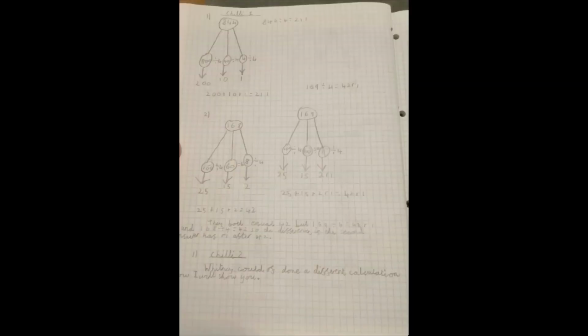This piece of work belongs to Freddie P in 5W. Well done, Freddie. I was so impressed to see how you've used the part-whole method to totally understand division and then moving on to the bus stop method. Superstar. I'm awarding you 2 dojo points for aspiration.